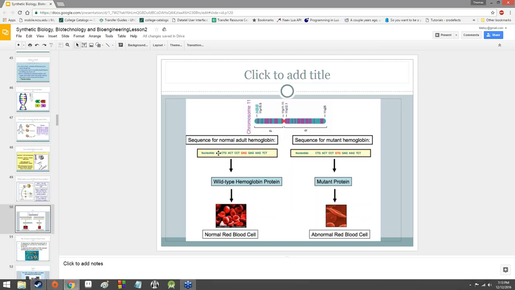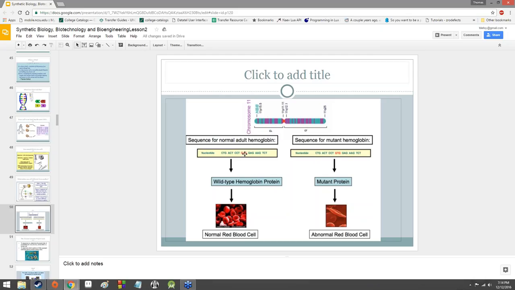In the genetic sequence up here, we've got CTG, ACT, CCT, GAG, GAG, AAG, TCT. Then here, the A and the T have been flipped, because this is showing one side of a chain. We're not listing the entire pair because that's sort of redundant. If we've got a C here, we know there's going to be a G afterwards. If we've got a T here, we know there's going to be an A afterwards. So we just list the leading part of the pair to basically cut the length of a gene in half when we write it out.